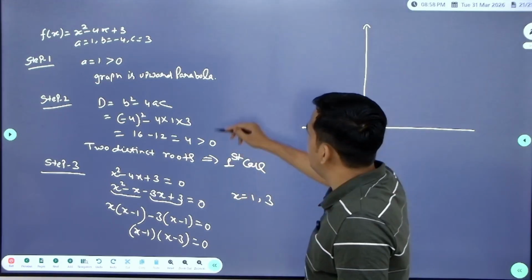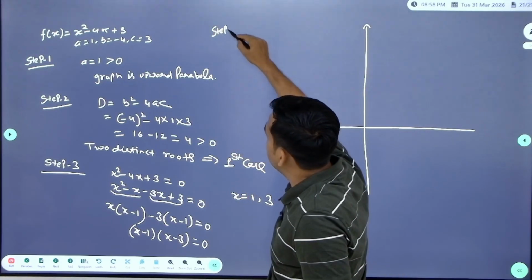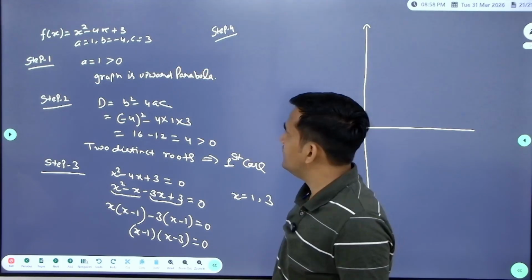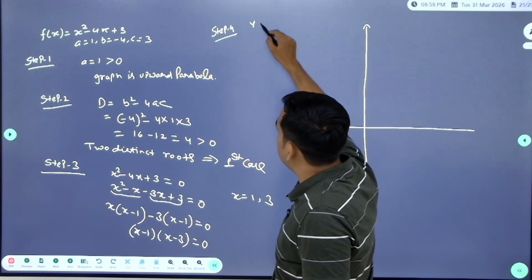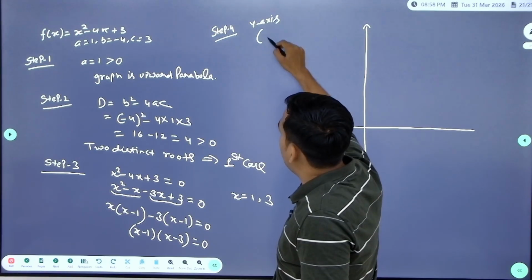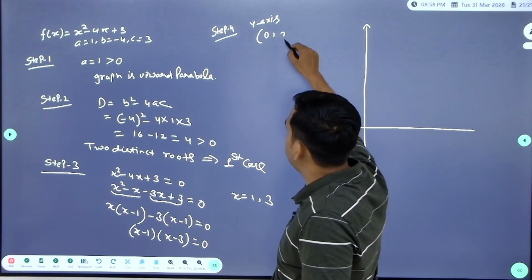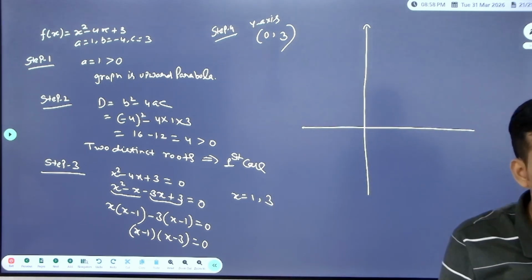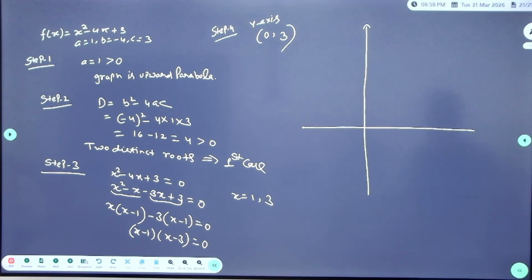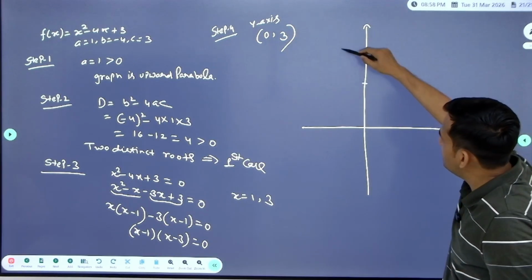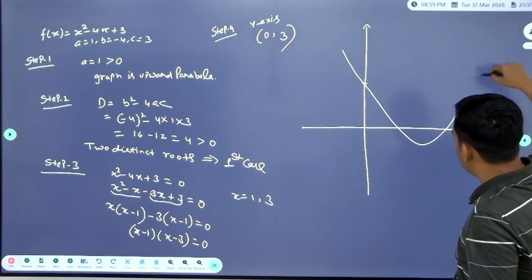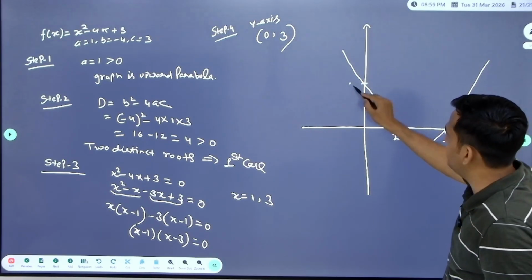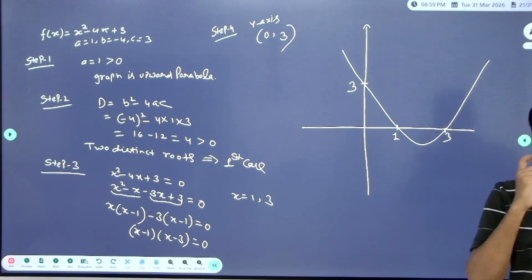Okay, let's do the fourth step also. The fourth step is the point where this intersects the y axis. What will the y axis point be? 0 comma C. C is 3, positive 3. So 0 comma 3 will be the point where it intersects the y axis. So 0 comma 3 will be somewhere here. So the parabola will be like this. This is 1, this is 3 and this point is 3. Okay?